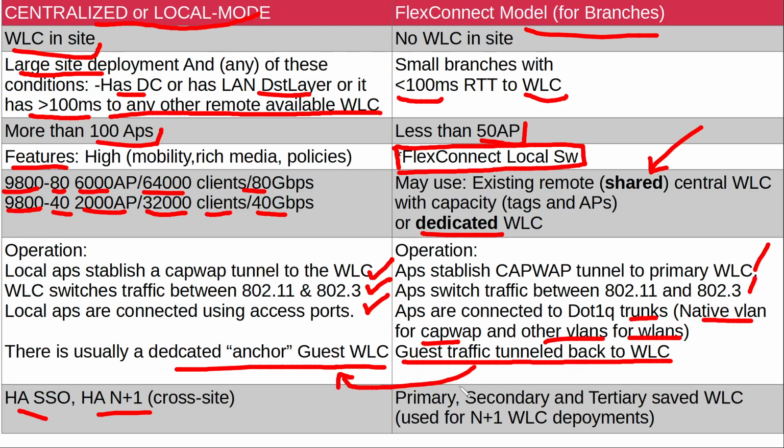In order to have high availability in your FlexConnect model, remember to configure a primary, secondary, and tertiary wireless LAN controller inside your remote access points.